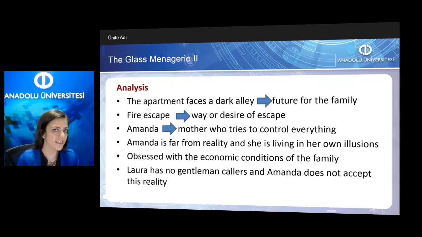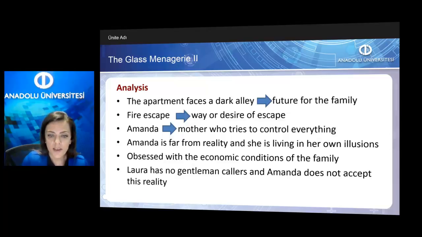As for the analysis of this scene, we can say that the Wingfield apartment, the main setting of the play, faces a dark alley, which is also a kind of foreshadowing for the future of the family. It doesn't seem so bright, like the alley, it is also dark. And the fire escape is very symbolic. It symbolizes the way or desire of escape for almost all of the characters.